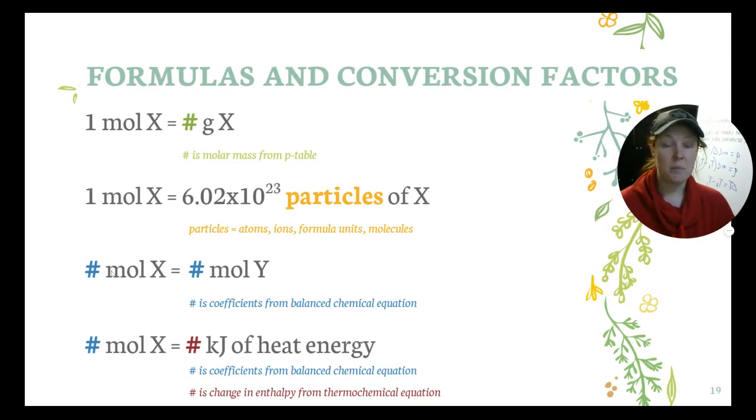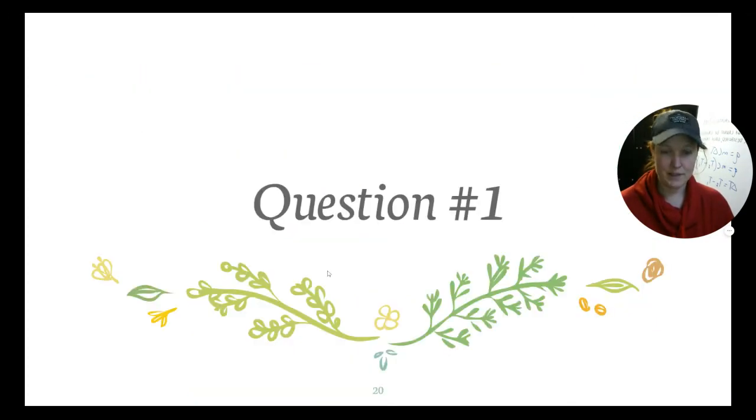And then we have number of moles of X for number of moles of Y, and that is the mole ratio that comes from the balanced chemical equation, and we use those coefficients in front of each substance. And then we also have this new conversion factor on the bottom, number of moles of X, which that number comes from the balanced chemical equation, and then the number of kilojoules of heat energy in that chemical equation.